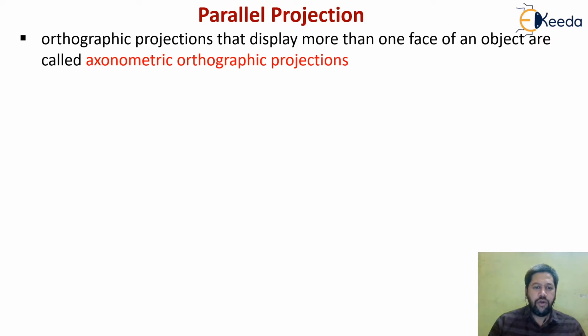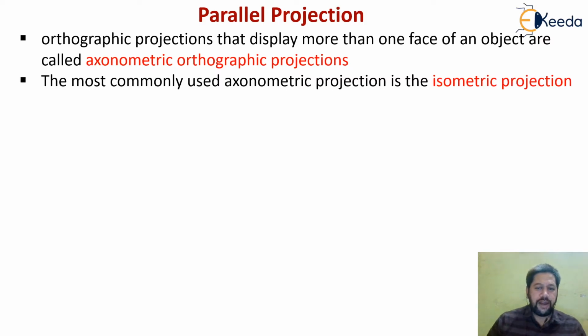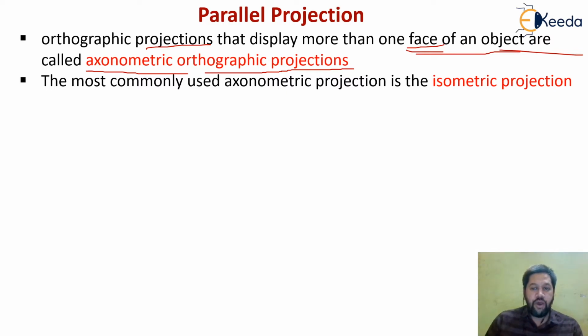Now one more thing that we are going to consider is the orthographic projection that displays more than one face of an object, which is called axonometric orthographic projection. It means my orthographic projection displays more than one face of an object. So I'm looking at it from more than one face or more than one angle, and then it is called axonometric orthographic projection. And the most commonly used axonometric projection is known as isometric projection.